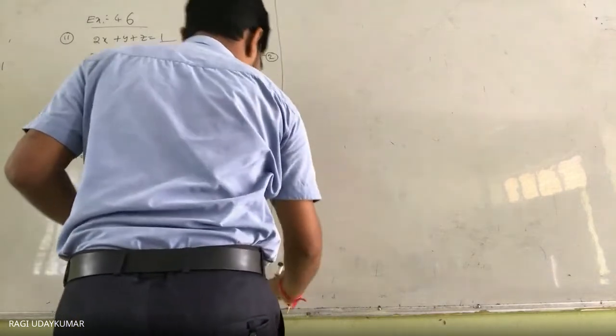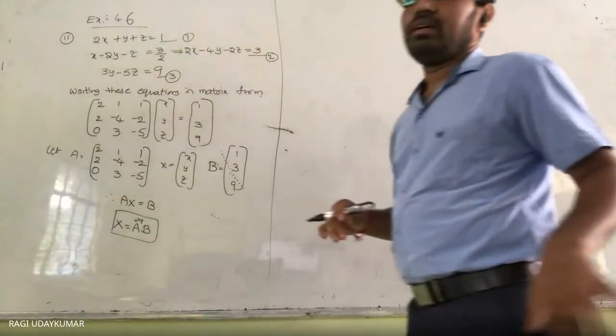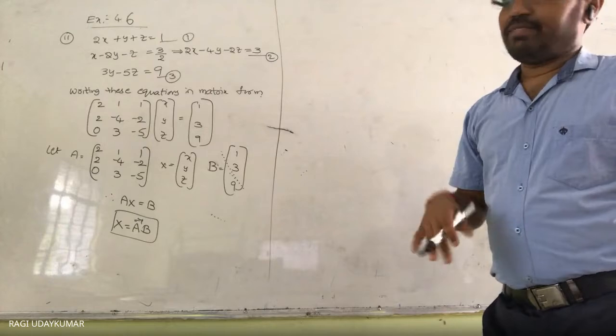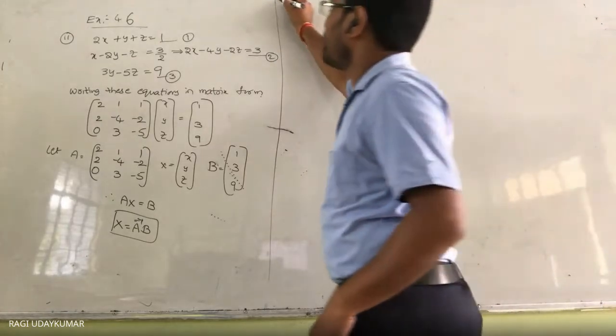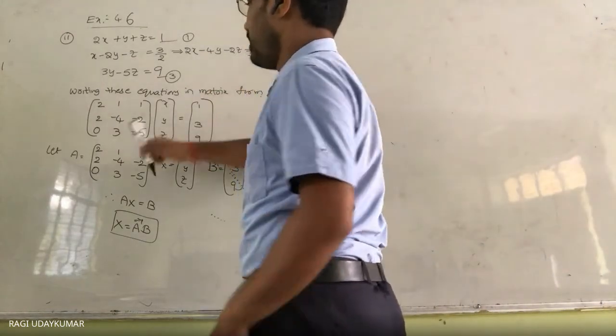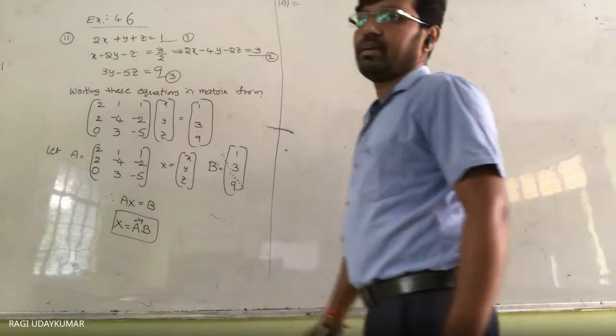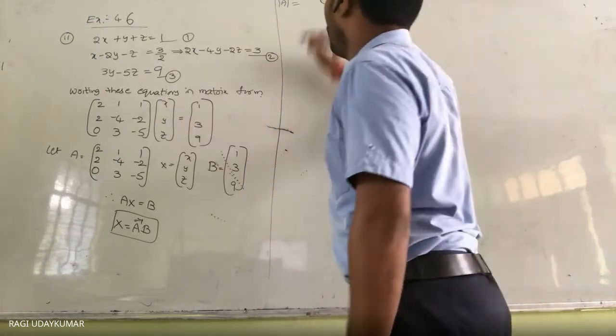To find the inverse, what is the inverse formula? Adjoint of A by det A. First, we need to find det A, the determinant of A. For the determinant of A, use any column. Use the first column to find it.